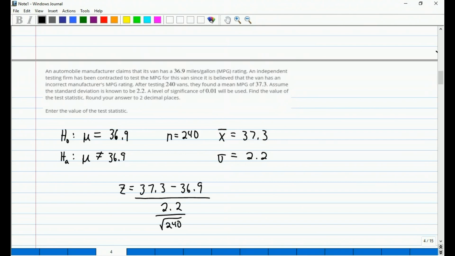All right, and remember that this is a test statistic. It's a z test statistic. So round this to 2 decimal places. If I round mine, I get 2.82. So that's my test statistic. That's not my critical value. I didn't need that because all it asked for was the test statistic. So 2.82.